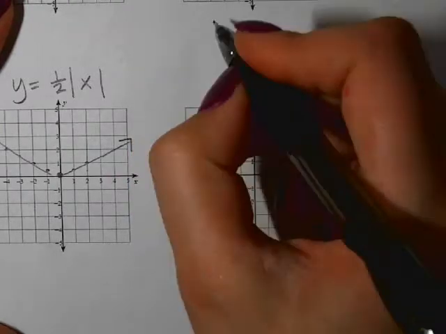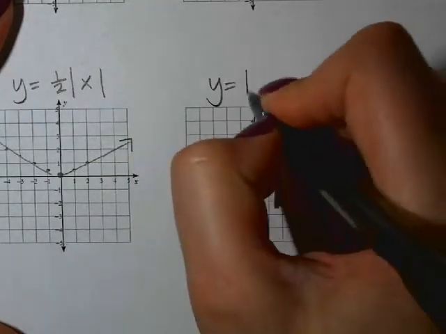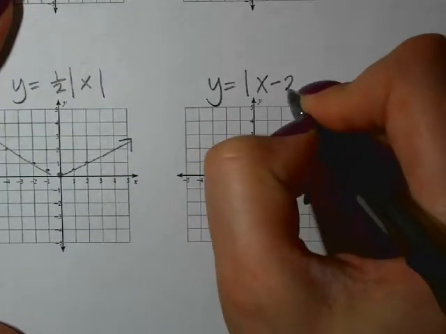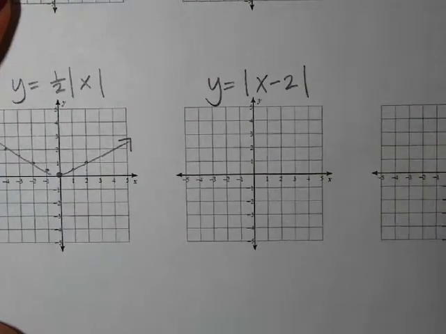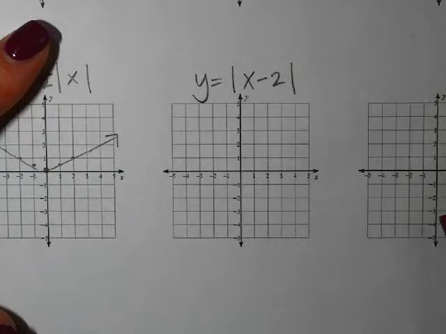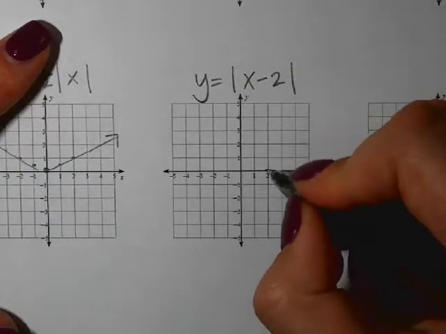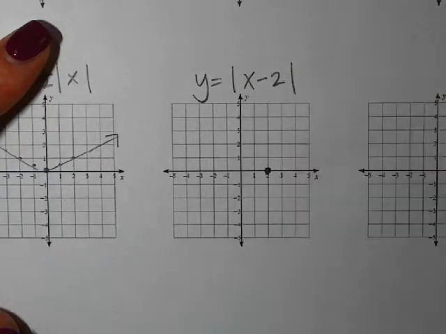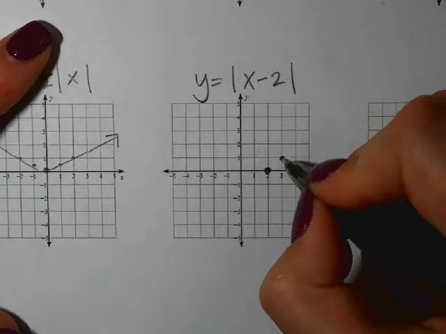All right, we also have y equals absolute value of x minus 2. You got to be careful on this one. It's the opposite of what you would think. So what does this one do? To the right 2, yes. Yes, so it goes to the right 2, but then other than that, it's just normal.